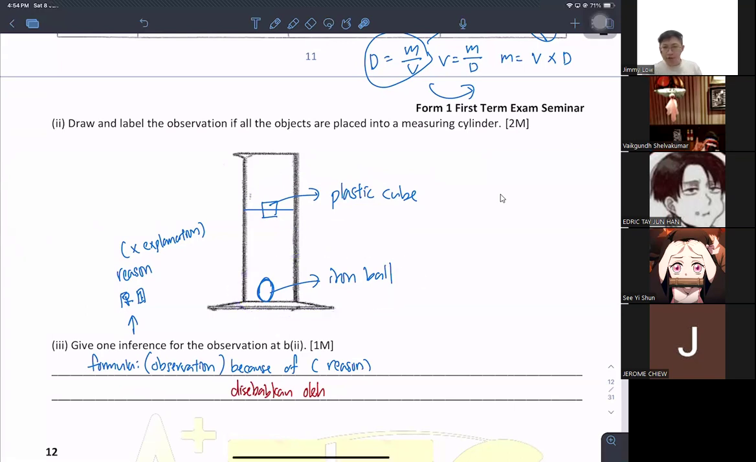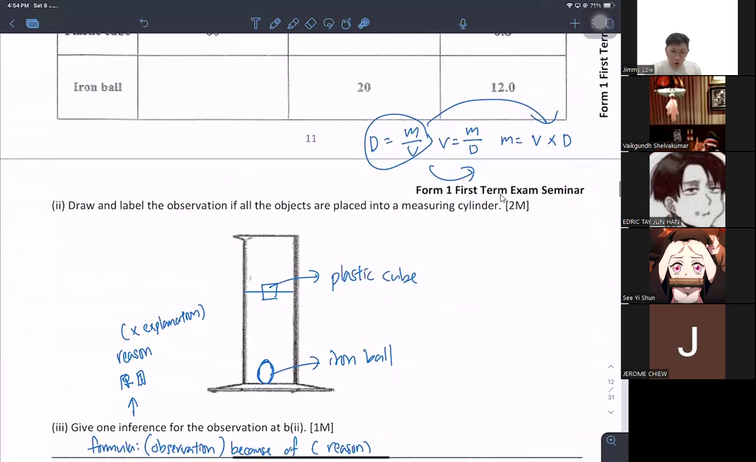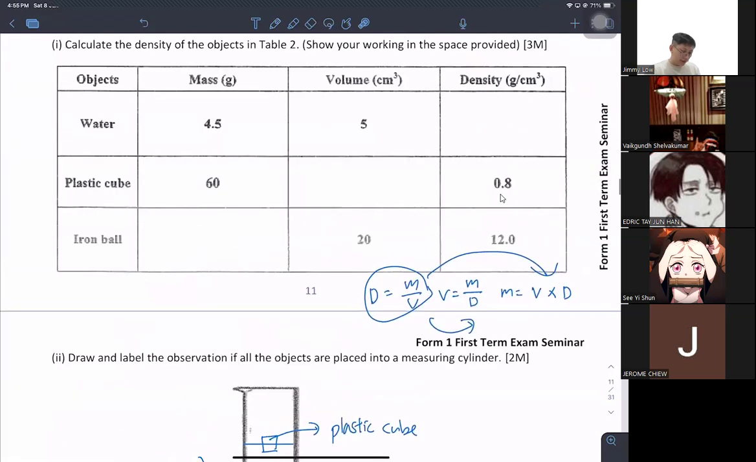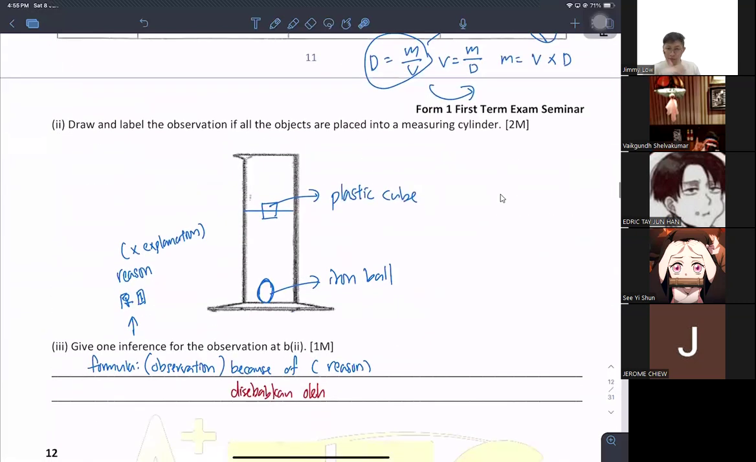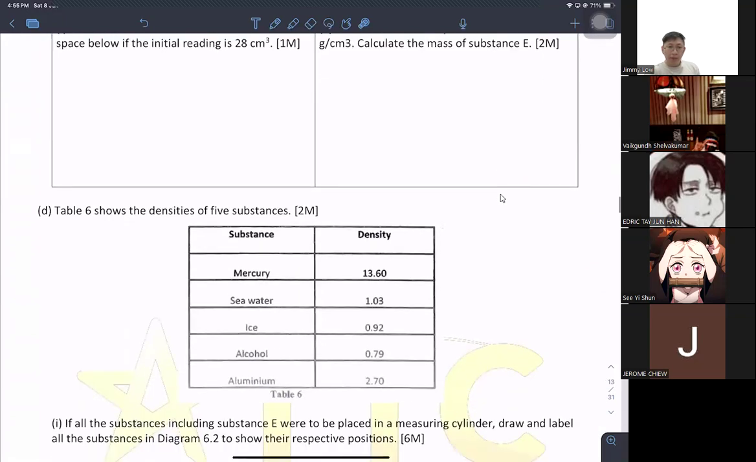So you can say iron ball sinks in the bottom of water because of higher density than water. Or if plastic cube floats on the surface of water, it is because it has lower density compared to water. Just write in this way, you get the 1 mark already. So quite easy because you have the formula. Okay, so we go to the next part.